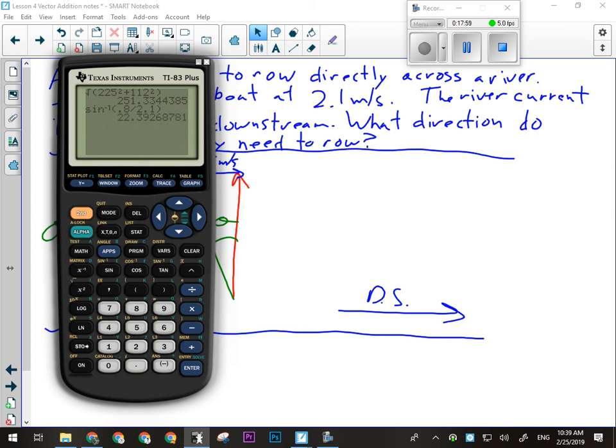So that's telling me I would have to head into the current 22 degrees. And that would be my vector, 22 degrees into the current, because they didn't give me north or south or east or west in this question. They just gave me downstream. So I need to go 22 degrees upstream or 22 degrees into the current or something like that would be a good reference direction there.